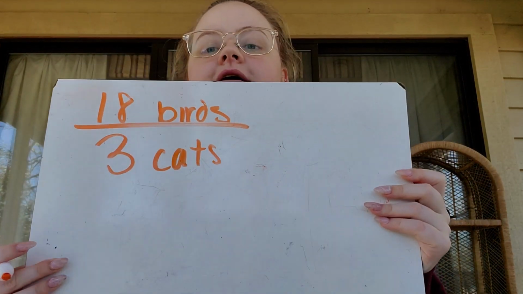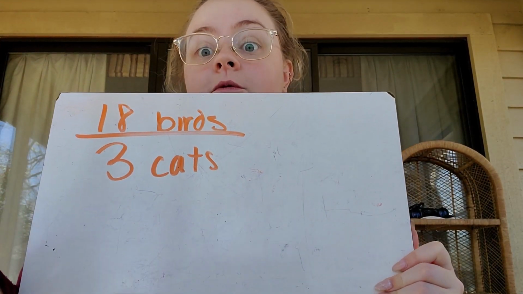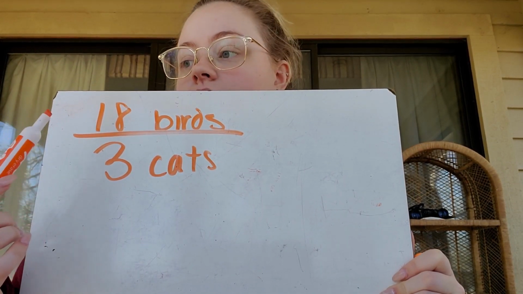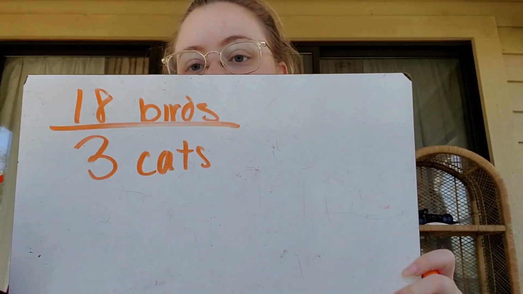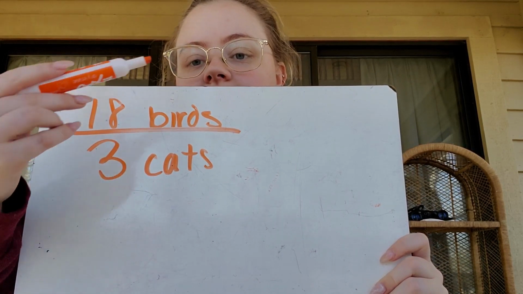So if I have 18 birds for every 3 cats, all right? If I have 18 birds for 3 cats, I'm not a crazy cat lady yet, but we're getting there. If I have 3 cats and there are 18 birds outside, I want to know how many birds can go to each cat that they can bring me in as sacrifices. Okay? So, go ahead, take a second to solve this.